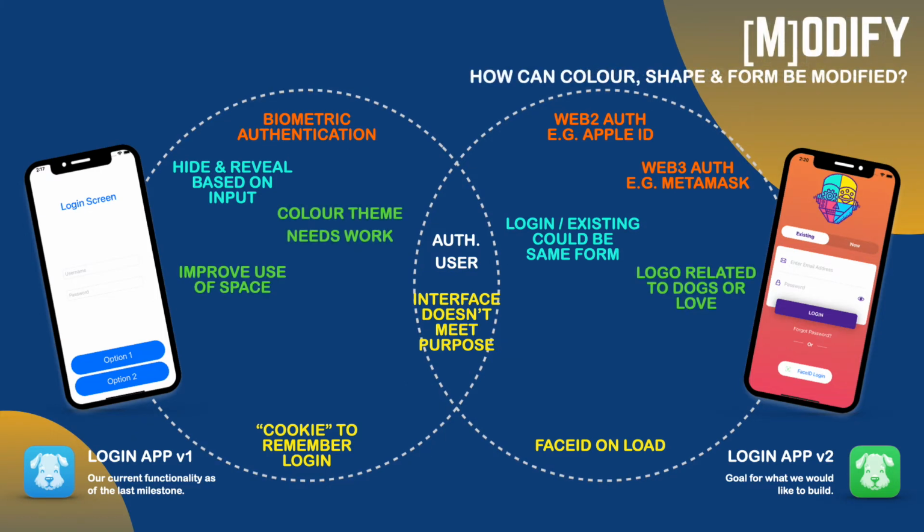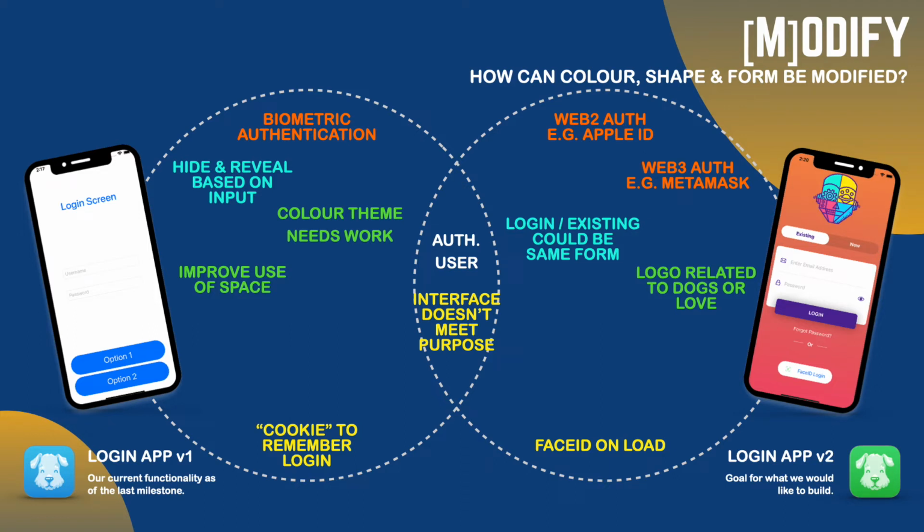As you start to go through these, you might see a bit of an overlap with some of the prompt questions, but that's fine. The idea is just to generate some ideas. So before we're talking about the interface, does it meet its purpose? We could also look at how we modify the color, the shape, and the form. So for example, we could look at the logo. For example, does it suit the purpose of a doggy dating app?